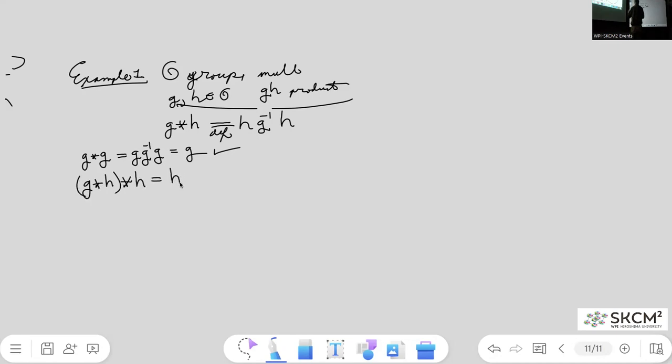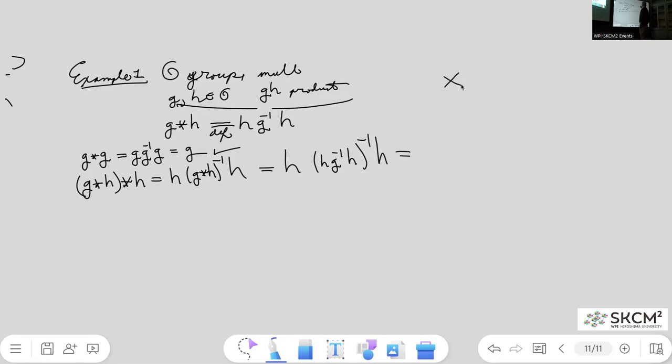So this is H times G times H inverse times H, and that's equal to H times HG inverse H inverse H. Remember that in a group, X times Y inverse is equal to Y inverse X inverse. And so this is equal to H, and then we get H inverse G, H inverse times H.